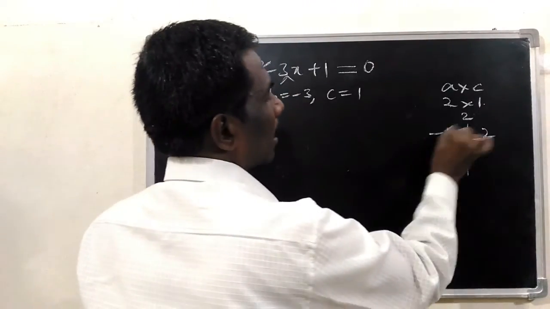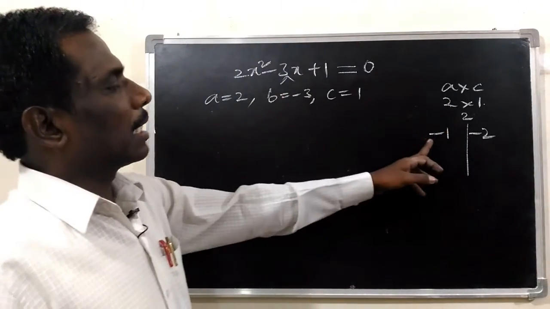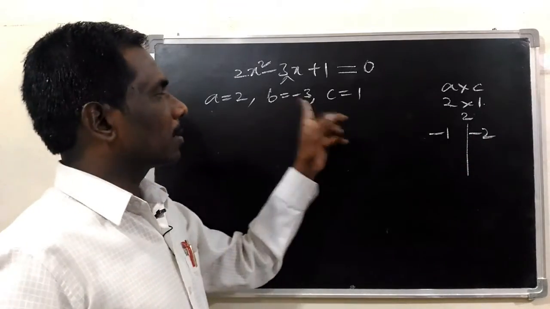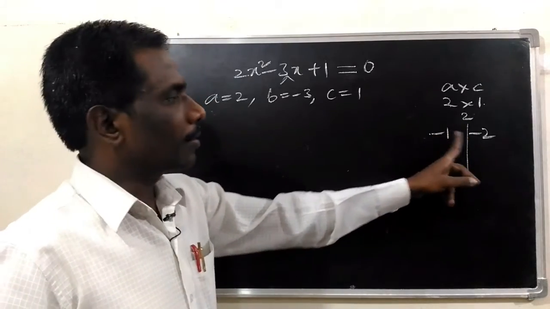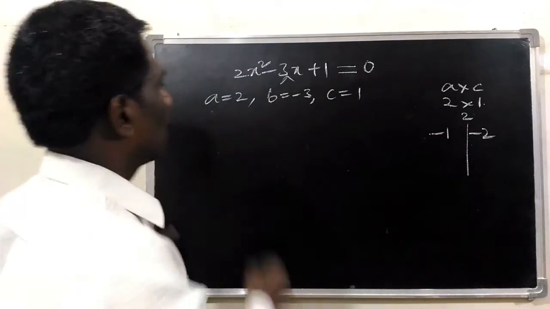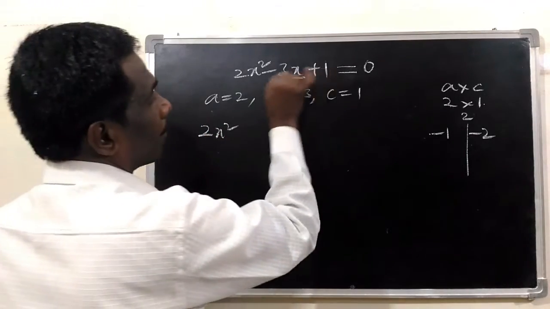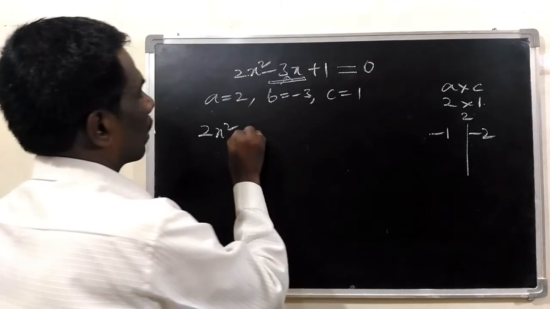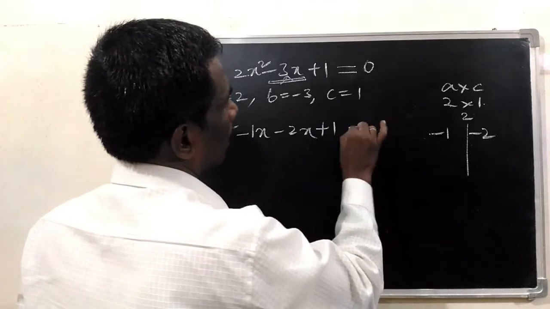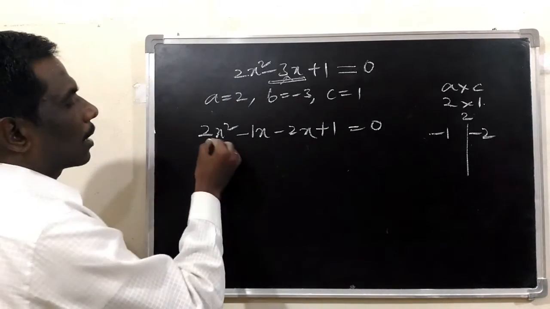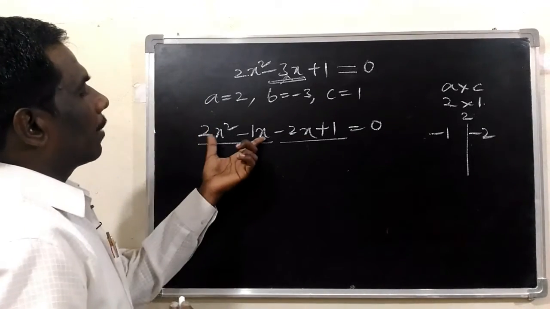That's why you put minus here and also minus for 2. Minus 1 and minus 2 is minus 3. And if you multiply these two, minus into minus is plus, 1 times 2 is 2. Write the first term 2x square as it is. Instead of this middle term, we have to write these two terms, minus 1x minus 2x. The last term, plus 1 equal to 0. Take the common from these two terms and common from these two terms. What will be the common? x.